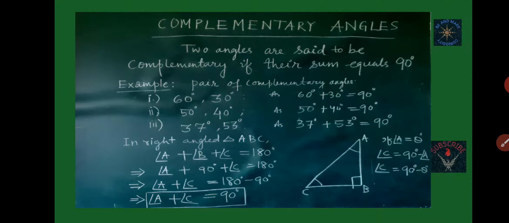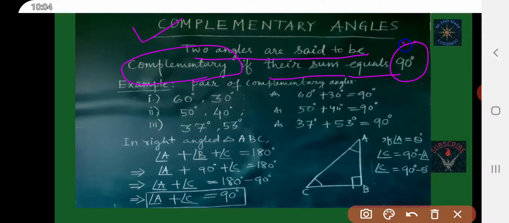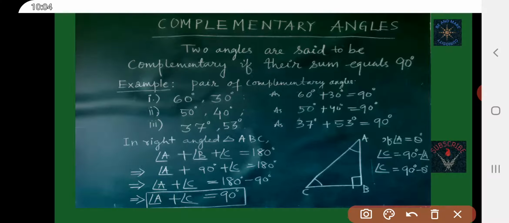See, complementary angle. Two angles are said to be complementary angles if their sum equals 90 degrees. Okay? If the sum of two angles is equal to 90 degrees, then we can say they are complementary. Okay, so here you see some pairs of complementary angles.